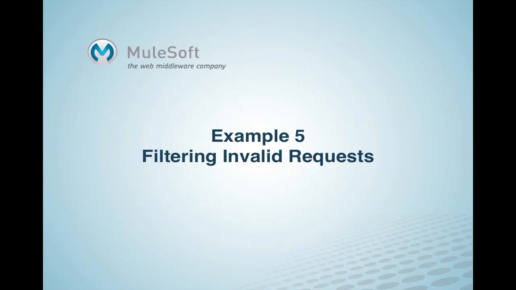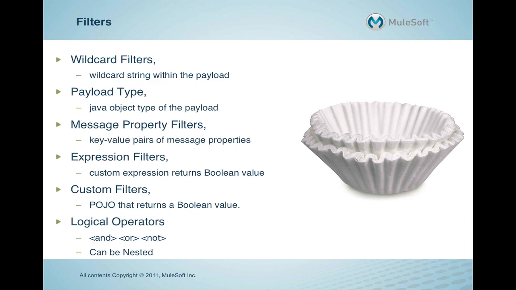Welcome to MuleSoft Core Concepts Video 5, Filtering Invalid Requests. In previous videos, we saw how the Mule message may be read, including header properties, and how those properties can be used. In that case, it was a simple logger. We introduced the Mule message, but we also saw an exception caused by an invalid request. In this video, we'll see how to filter out those invalid requests using a filter.